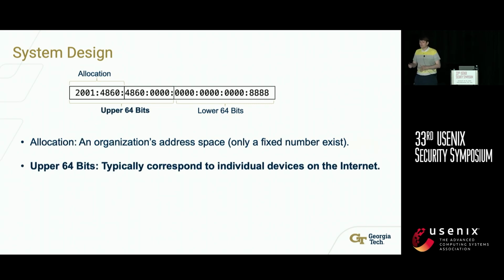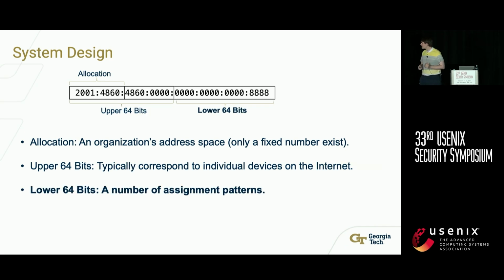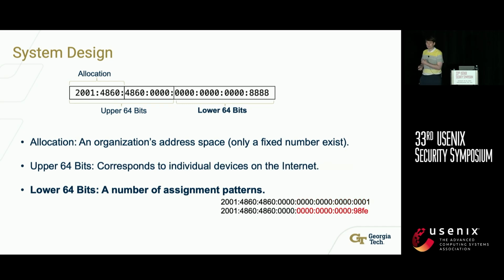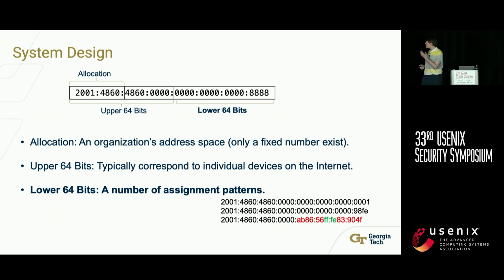The entirety of the first half of the address is the upper 64 bits, and typically every individual device has its own unique upper 64 bits on the IPv6 internet. Finally, the second half of the address is the lower 64 bits, and this uses a number of different assignment patterns, but often we know what they are, they're common, and they can range from all zeros and a one, to variable low bit patterns, to encoding MAC addresses with FFFE in the middle.